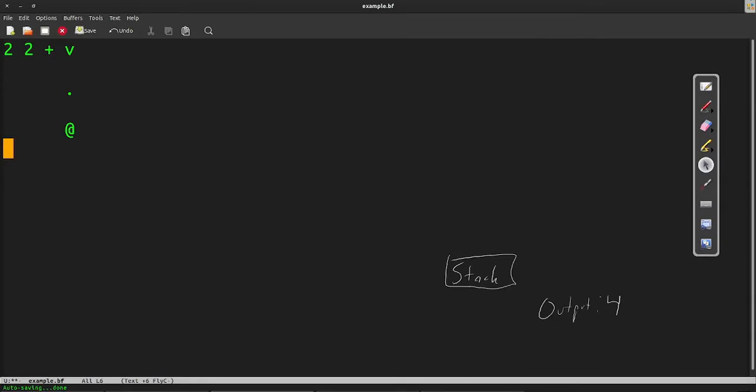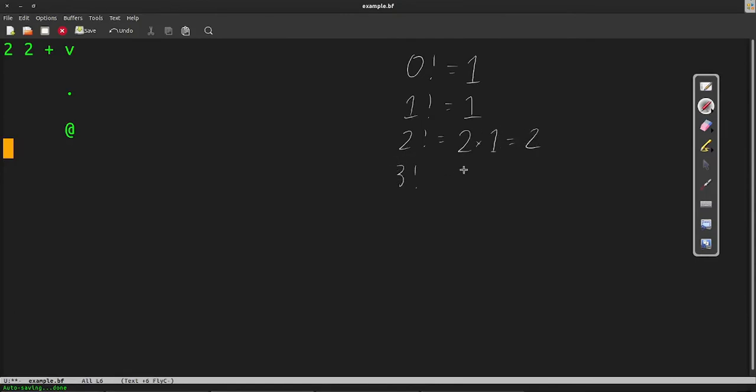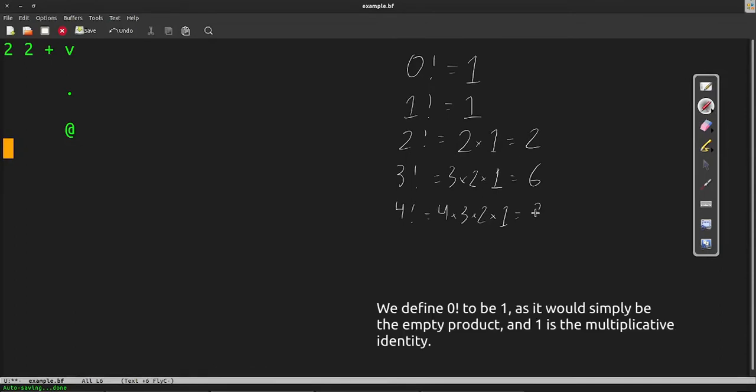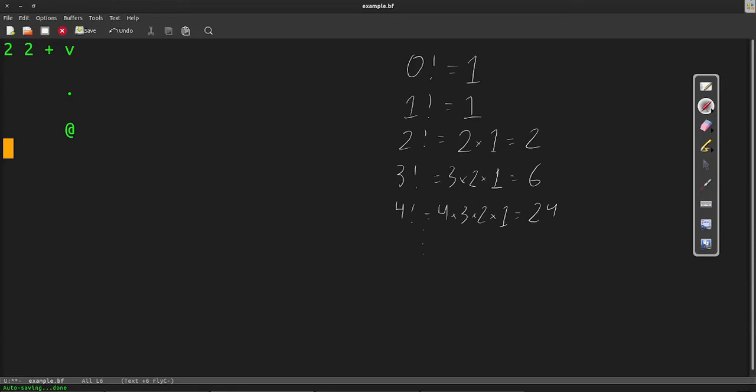Let's write a factorial program in Befunge. The factorial, typically written as a postfix exclamation mark, is defined to be the product of all the numbers from 1 up to, and including, its argument. So for example, 3 factorial would be equal to 3 times 2 times 1, or 6. 4 factorial is 4 times 3 times 2 times 1, or 24, and so on.